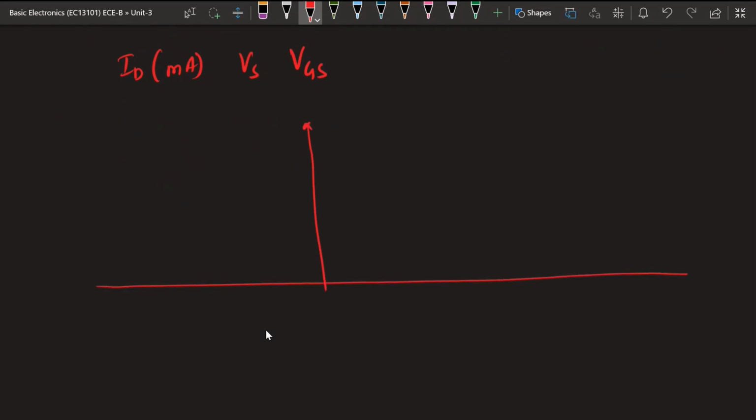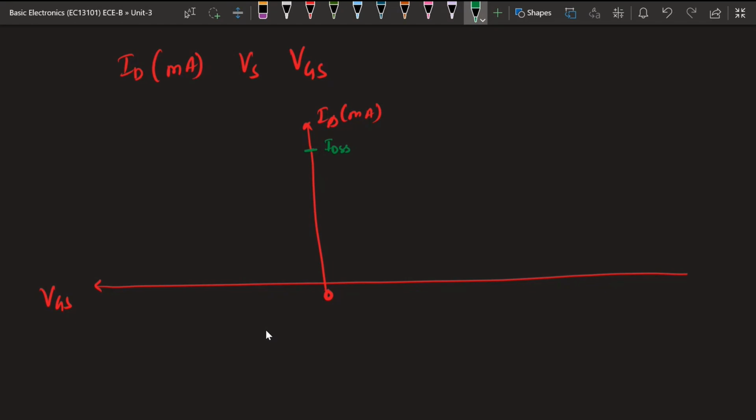So this is ID, that will be in milliamperes. With respect to that we will be plotting the VGS, and this VGS is in the negative direction. So this is 0, this is the negative side, so we will be plotting this. As VGS equals 0, at that time the current flowing is the maximum current. That will be your maximum current, called IDSS.